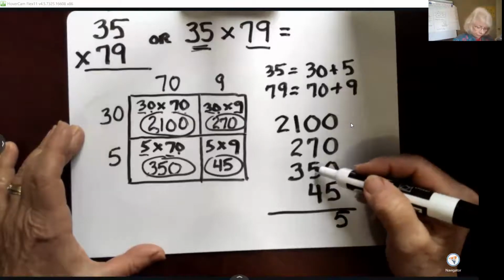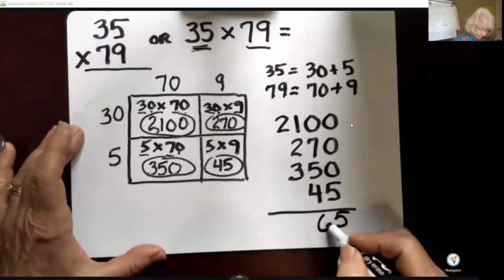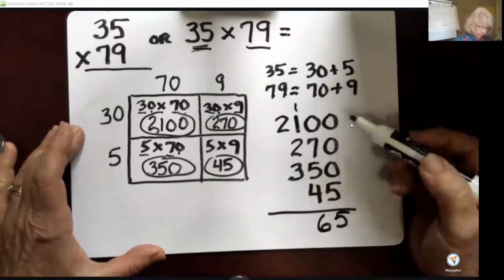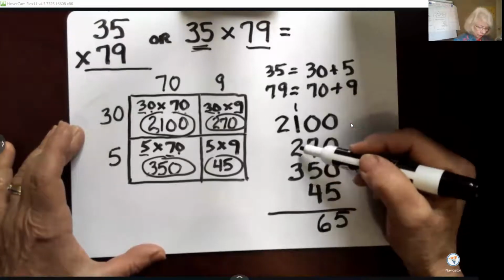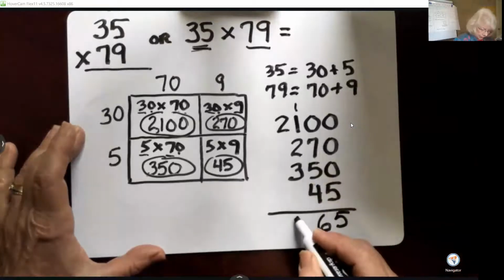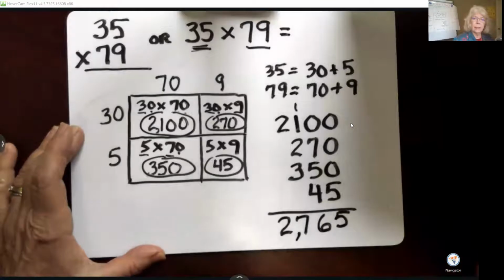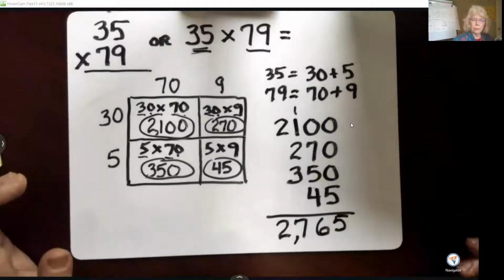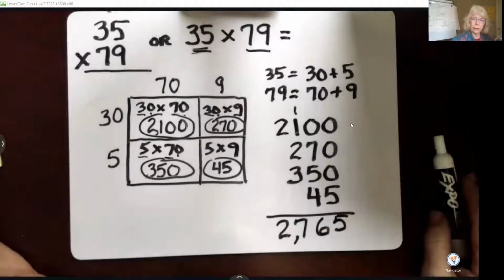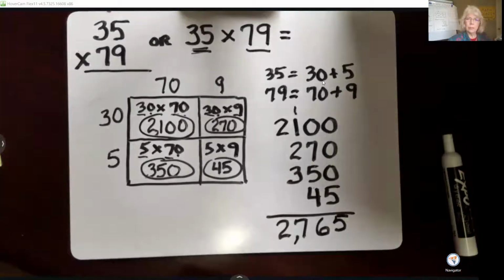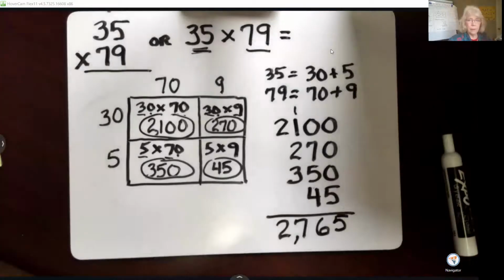We have 4 plus 5 is 9, plus 7 is 16. Carry the 1. 1 plus 1 is 2, plus 2 is 4, plus 3 is 7. Bring down the 2 and add my comma. So the answer to this problem is 2,765. If we did it the traditional way or the third way, they all get the same answer.